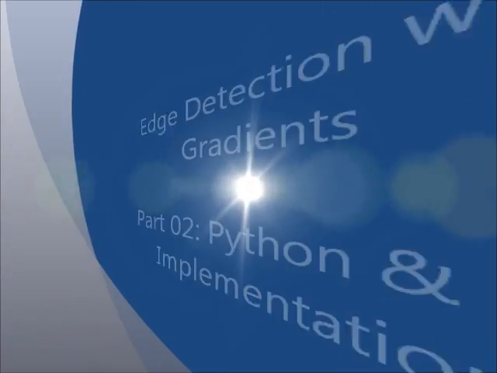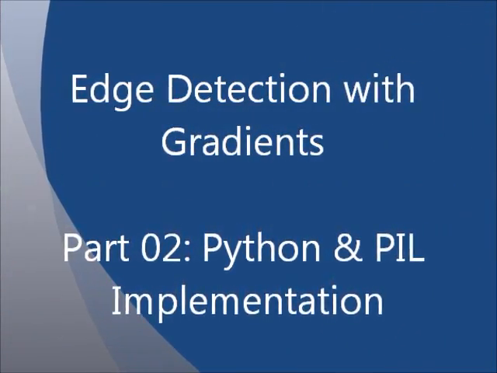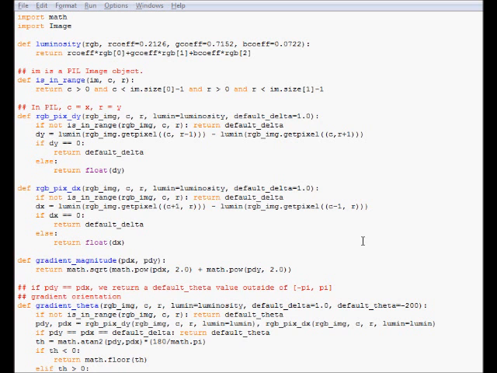In this screencast, we'll discuss a Python and PIL implementation of the concepts that we discussed in the previous screencast, edge detection with gradients part 1. So we'll start with the luminosity formula. A viewer sent me a question where I got it from the wiki article about luminosity. If you search on wiki luminosity, you will find it.